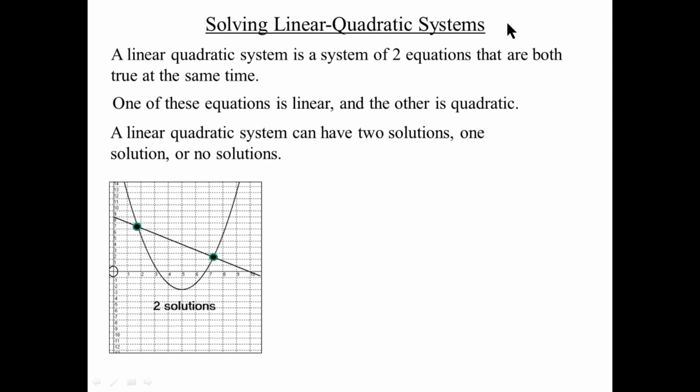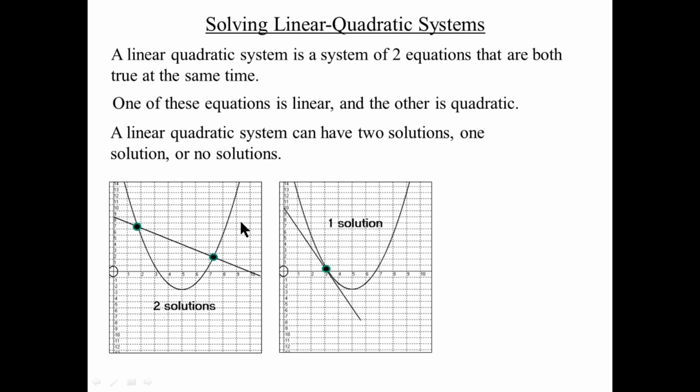As in, here's one with two solutions. We have a line and a quadratic, two solutions, meeting in two places. Where they meet are the solutions. We can have one solution, so they can meet just once, or we can have no solutions.